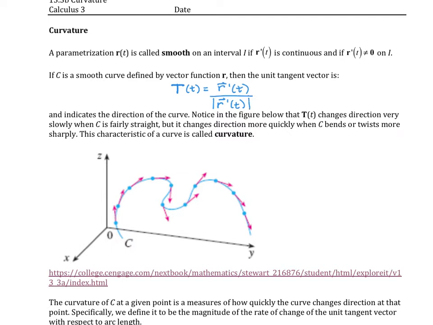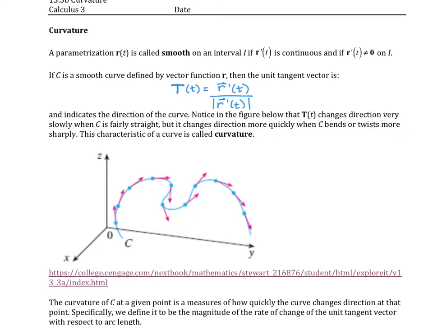Okay, and it indicates the direction of the curve, right? That's what the unit tangent vector does. It shows us which direction the curve is going, and it's a unit vector, so its magnitude is 1. You'll notice in the figure below that the unit tangent vectors change direction pretty slowly when the curve is kind of straight. Whereas when the curve bends more sharply, we've got a pretty sharp change in direction. That characteristic of a curve is called curvature.